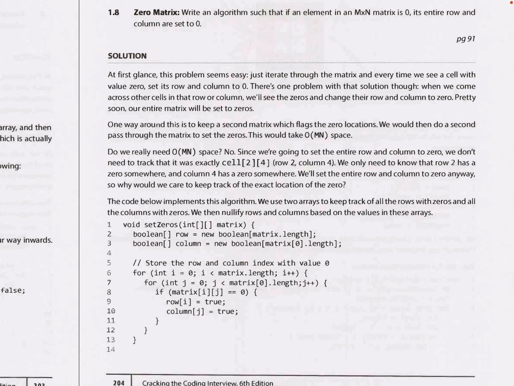We'll do that. We'll then do a second pass through the matrix and zero it. Yeah, that's what we did. Do you really need M event space? No. Since we're going to set the entire row and column to 0, we don't need to track exactly which cell it was. We only need to know that row 2 has a 0 somewhere and column 4 has a 0 somewhere. We set the row and column to 0, so why should we keep the exact track?